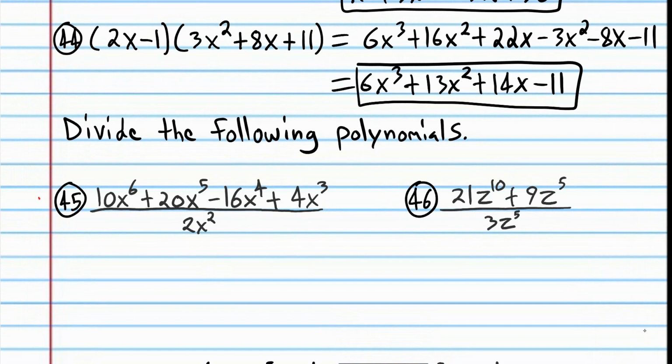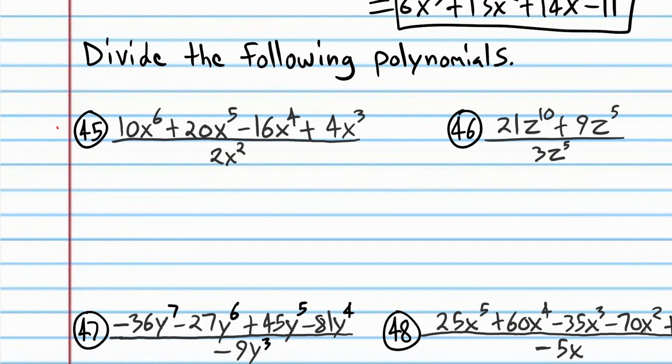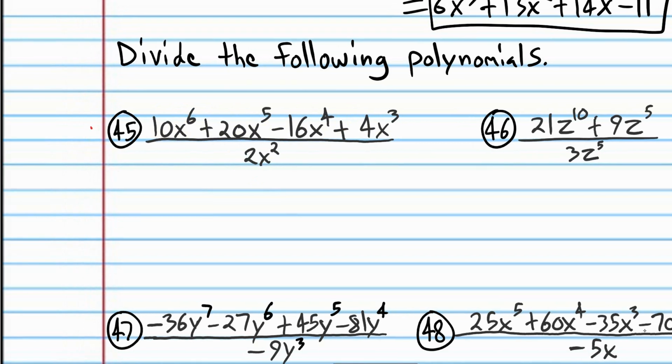Okay, so we added, subtracted, and multiplied polynomials. Now we're going to divide polynomials. We're going to divide this polynomial by this monomial. Mono means one, poly means many. And when you do that, you simply divide each one of these terms by the blue monomial.